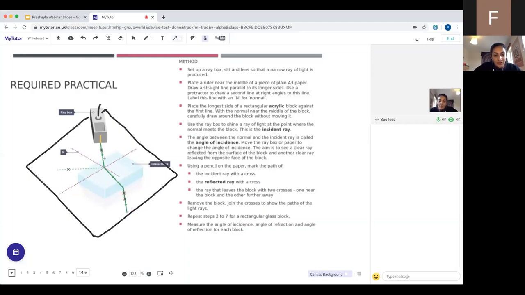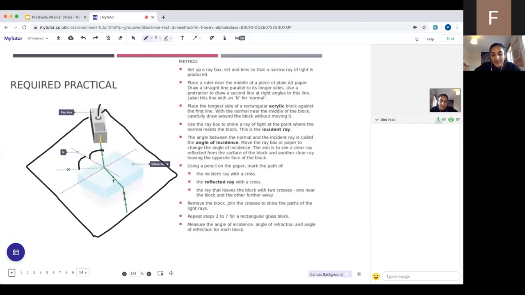Remove the block and join the paths up with long lines. And then you're going to measure the angle to the normal. So you're going to have to record 3 different angles in a table. The first being this angle here between the angle of incidence and the normal. The second being this angle here, which is the angle between the reflected ray and the normal.